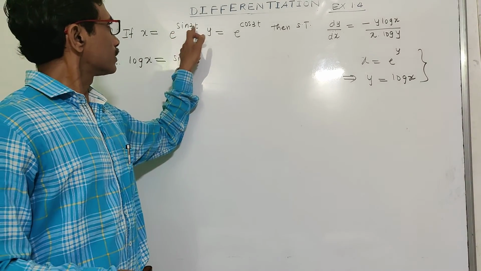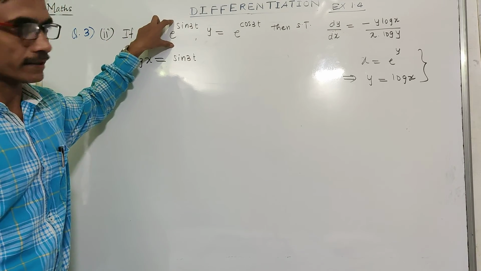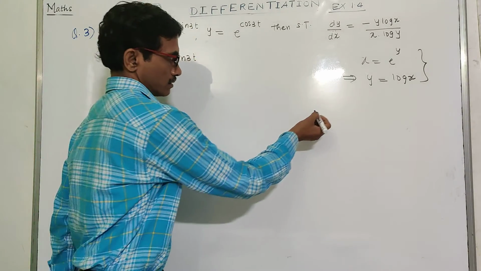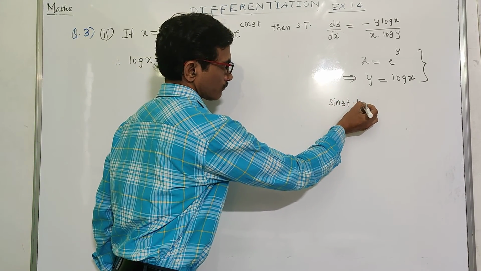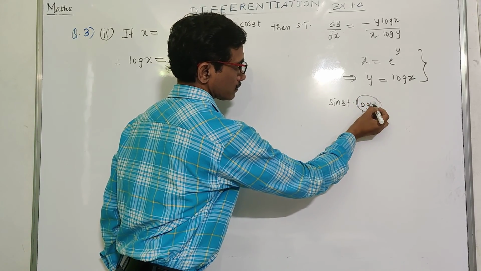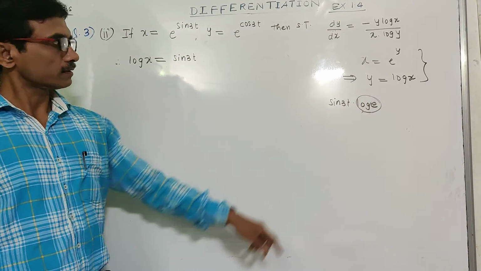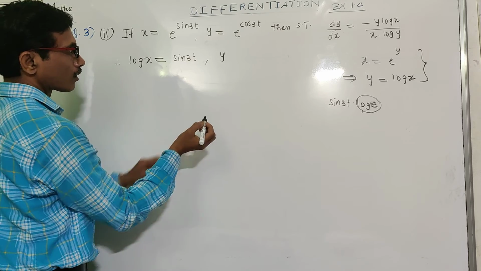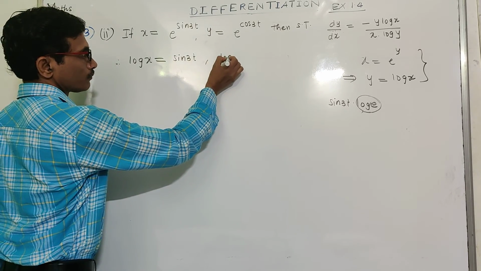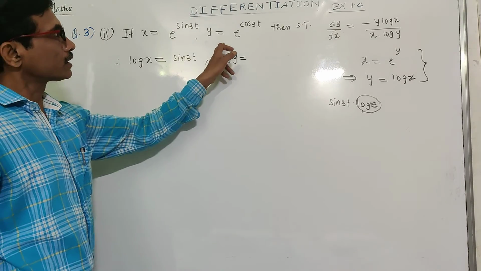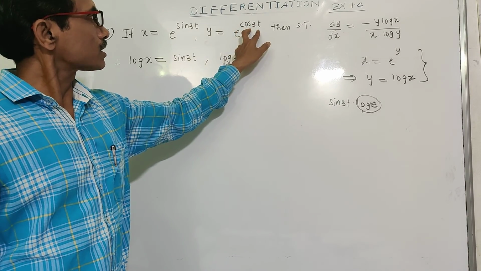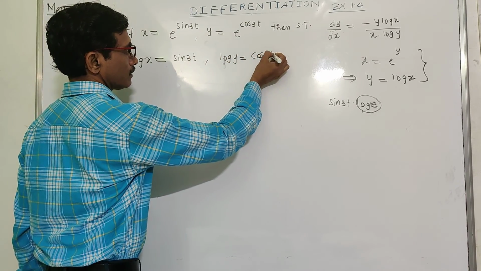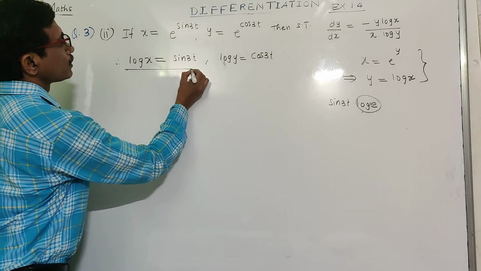Why? x is equal to e raised to power sin 3t. If we take log of both sides, then log x will be log of e raised to power sin 3t, and that will be sin 3t into log of e, and log e is equal to 1. So only sin 3t will be there. Similarly, log of y will be equal to log of e raised to power cos 3t. So cos 3t into log e, that is cos 3t only.